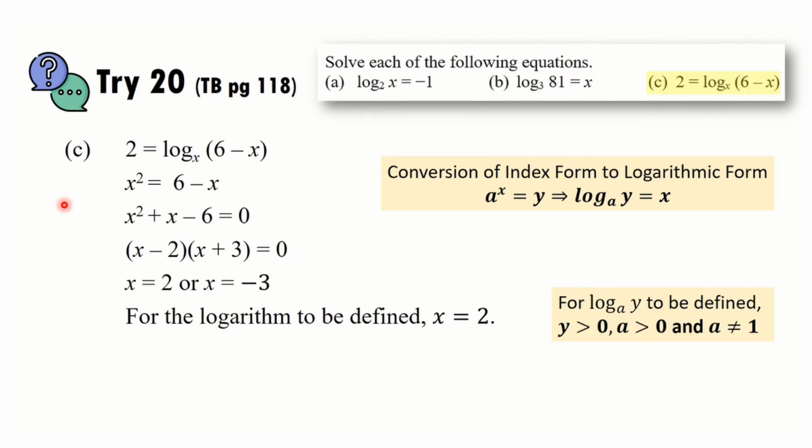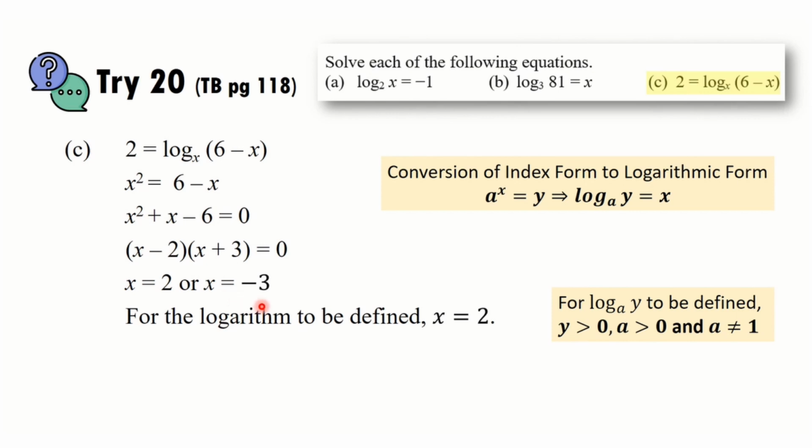Next, we take a look at part C, where we want to solve 2 equals log of 6 minus x, base x. We will first convert it into its index form and have x squared equals 6 minus x. Subsequently, we will get a quadratic equation, which we will then be able to solve to arrive at x equals 2 or x equals negative 3 as an answer.